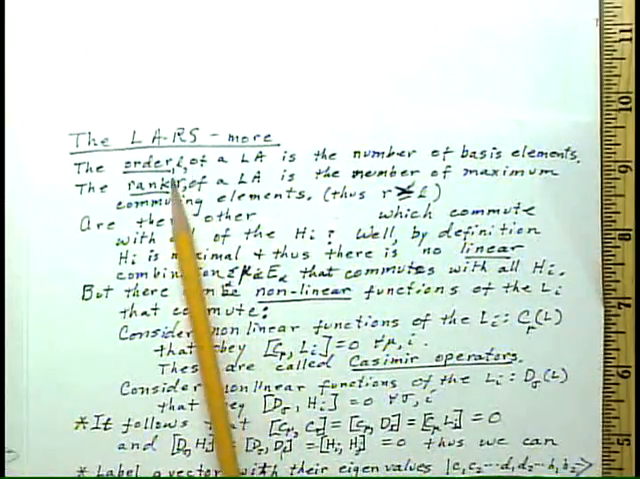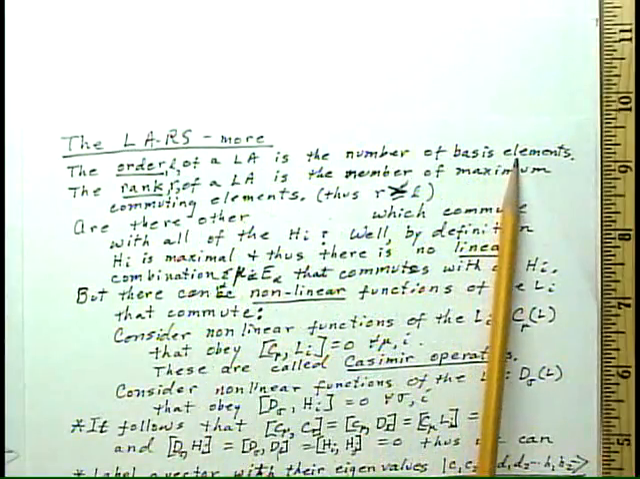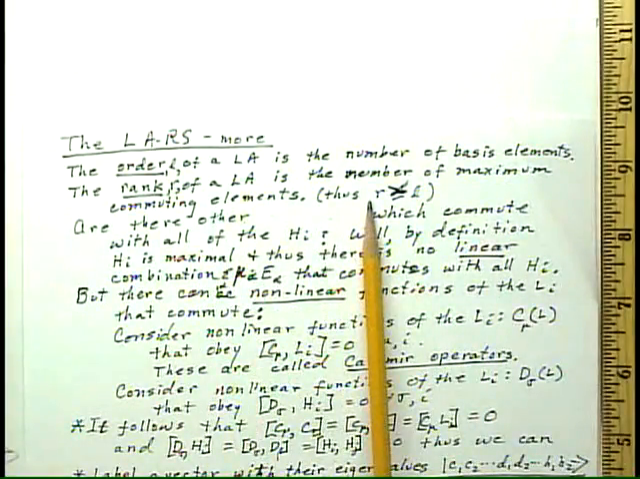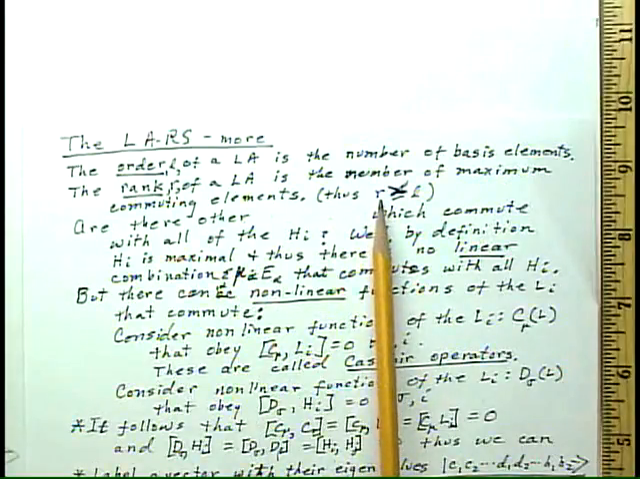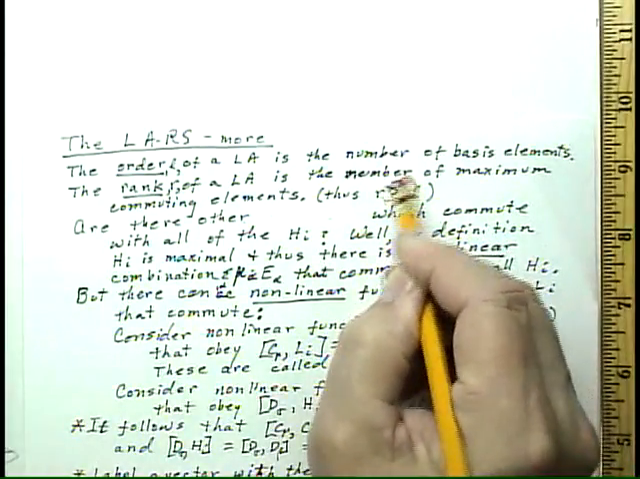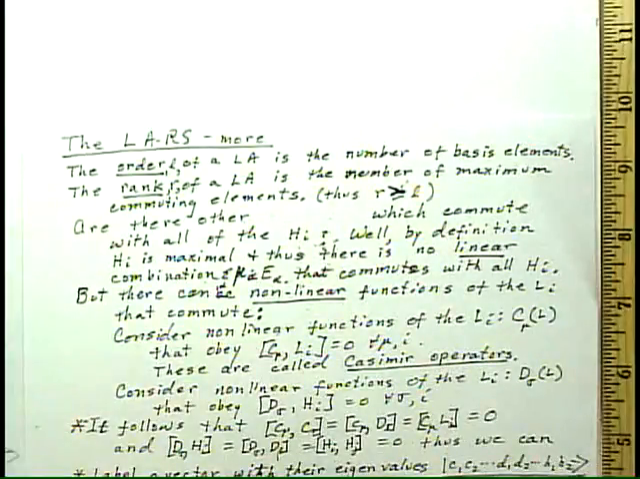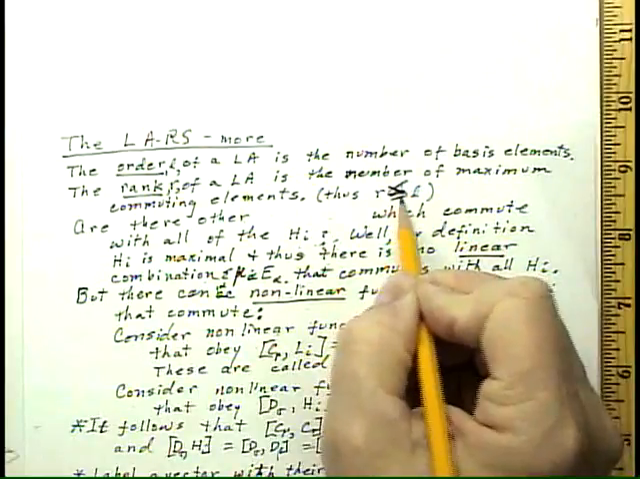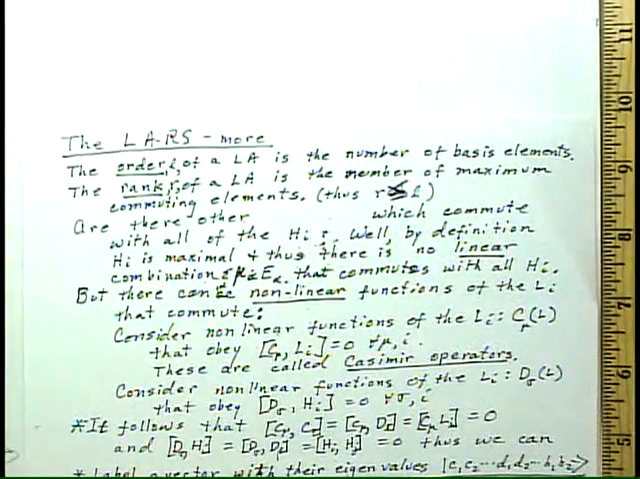You'll recall also last time we talked about the order of a Lie algebra as the number of basis elements. So if the algebra has 7 elements in terms of which all of the rest can be expressed that are linearly independent, the order would be 7. The rank is the number of maximum commuting objects. So obviously the rank is less than or equal to the order of the algebra.